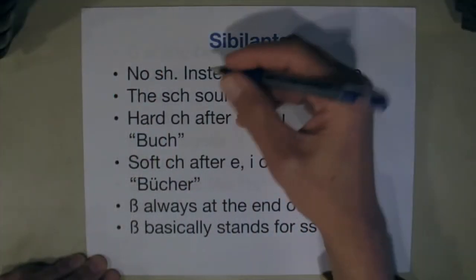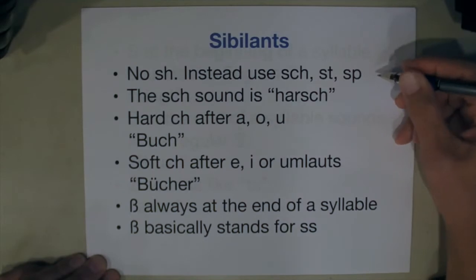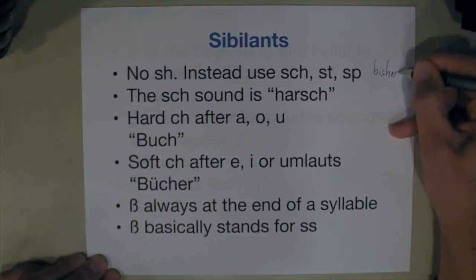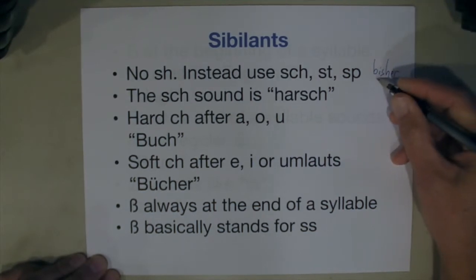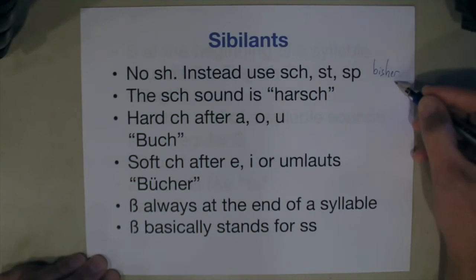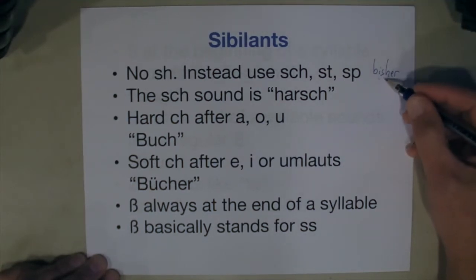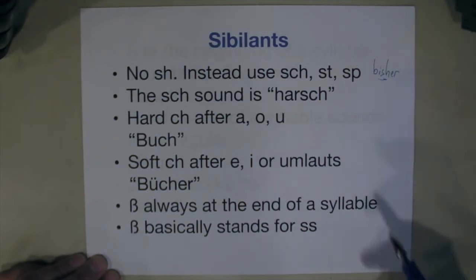Here's a sample. I'll write it off to the side here. There should be enough room. Bisher, which is basically up to now. It's a combined word of the word bis and the word hair. It just so happens that bis ends with S and hair begins with H. But you don't pronounce it bisher. It's bis-her. They're separated. So it's still not a sh sound anyway. So here you see an SH together, but it's not that.